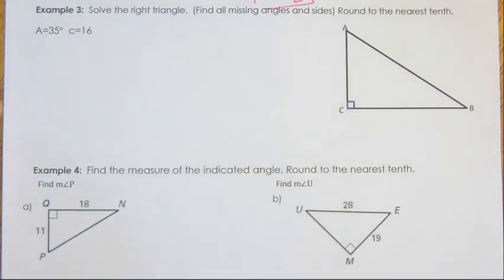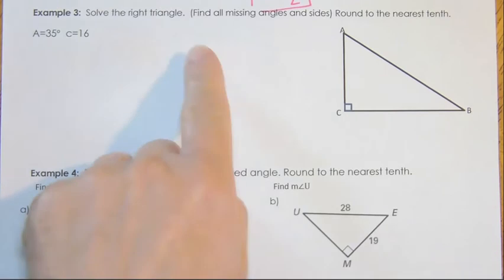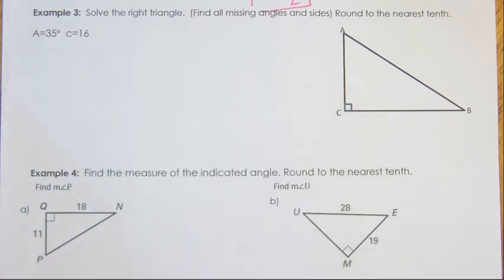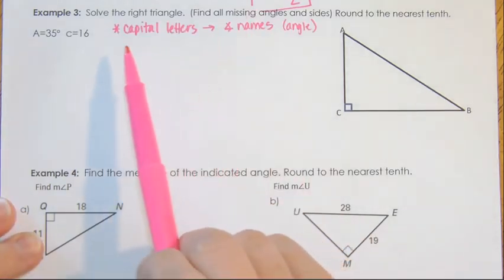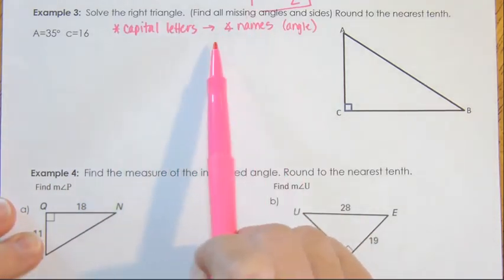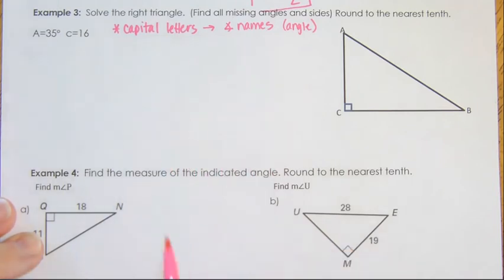All right, now we're going to solve the right triangle, which just means find all the missing angles and sides, rounded to the nearest tenth. I want to point out a few things from geometry here. We have capital letters and lowercase letters. Whenever we have capital letters, that's naming an angle. That's the angle name. A lowercase letter is how we name a side.